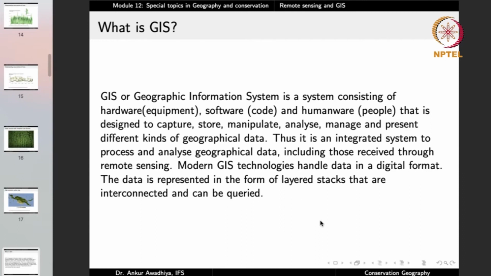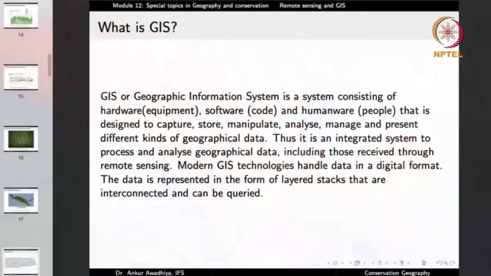Modern GIS technologies handle data in a digital format, and the data is represented in the form of layered stacks that are interconnected and can be queried. That is, if you have digital remote sensing data, you can compute the locations where you have a river or a water body. Now you can ask a query: I want to know all the locations that are 100 meters from any water body. Then you can have another layer that gives you the amount of forest biomass in different areas. And you can ask, what are those locations that are 100 meters from the water bodies and have a dense forest vegetation or an open forest vegetation? Because with that information you can plan different habitat manipulations.